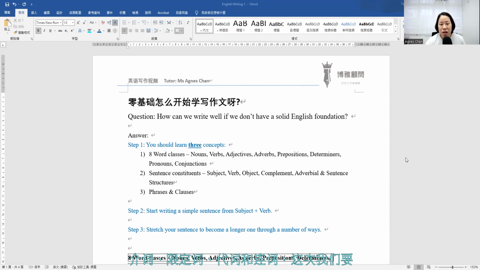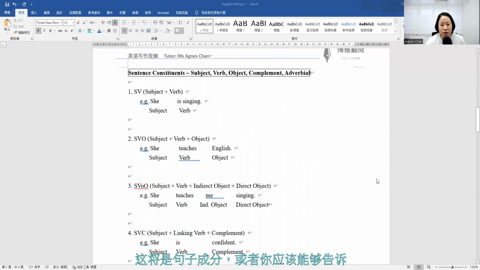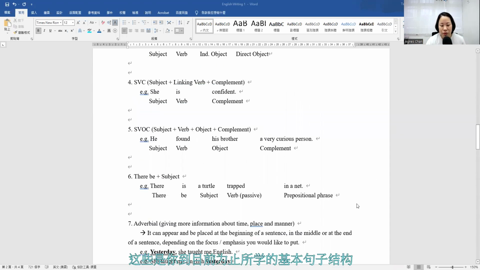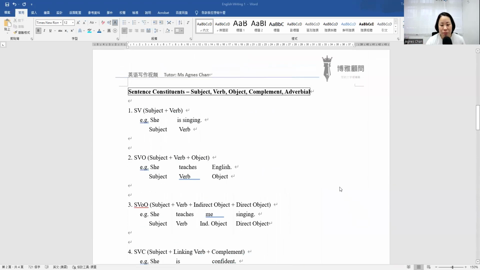Now, this time we are going to cover another thing: the sentence constituents, or you could say the basic sentence structures that you have learned so far. I hope that by now you have learned these sentence structures, and they will be very useful for your writing. If you don't know some of the sentence structures, it would be very difficult for me to continue. These are the sentence constituents we usually come across: the subject, verb, object, complement, and adverbial.